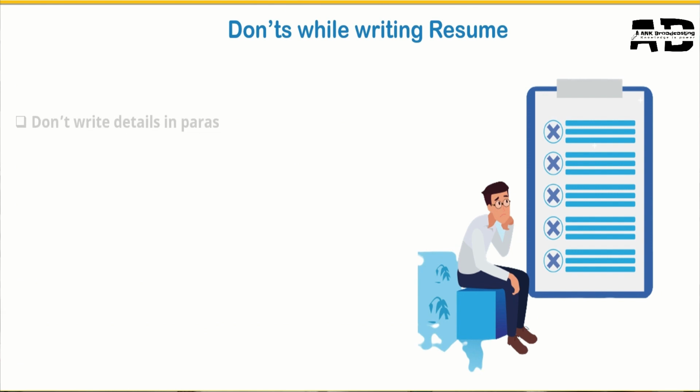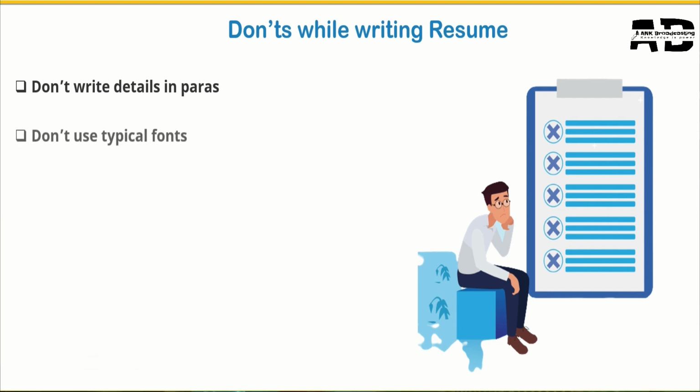Okay. Now next is what are the don'ts. So what should you not do in your resume? Do not write the details in paragraphs. Don't start with a line and then continue with 4 or 5 lines. Don't write like paras in your CV. None of your details should go as a para.